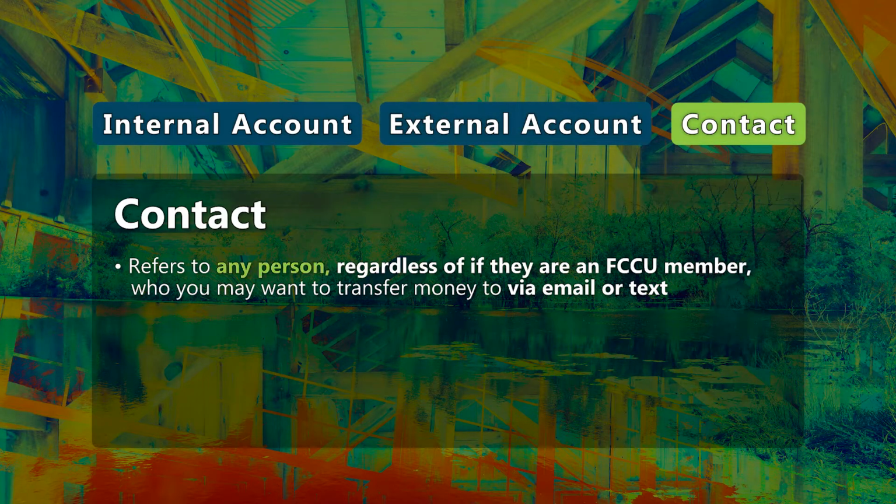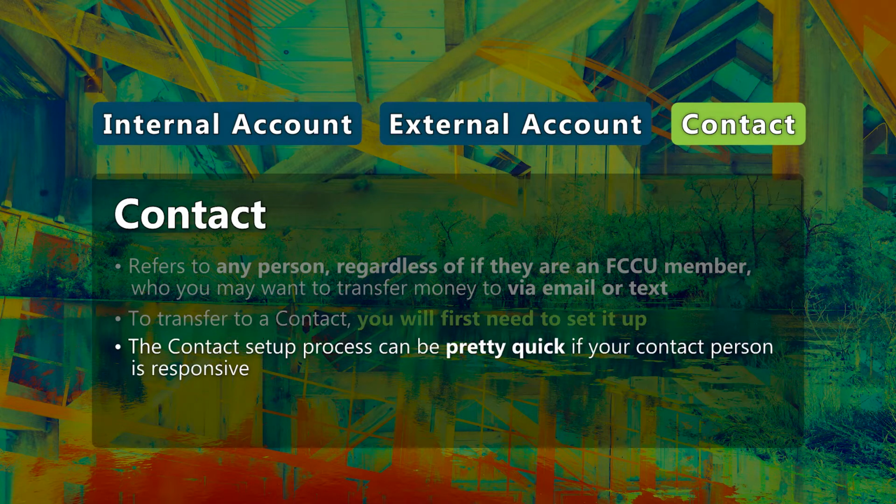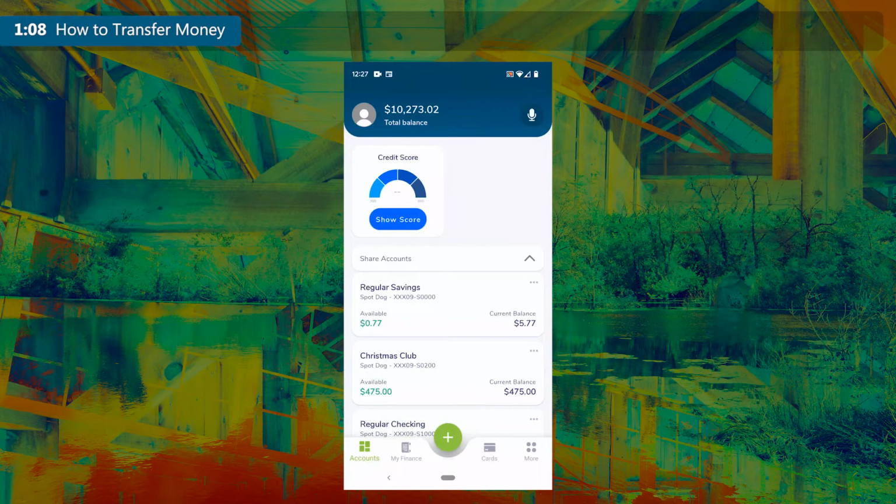Contact refers to any person, regardless of if they are an FCCU member, who you may want to transfer money to via email or text. To transfer to a contact, you will first need to set it up, which we will walk through in this video. The contact setup process can be pretty quick if your contact person is responsive. Additionally, transfers sent to a contact may take about 1 to 3 business days. Next, let's discuss how to transfer money.